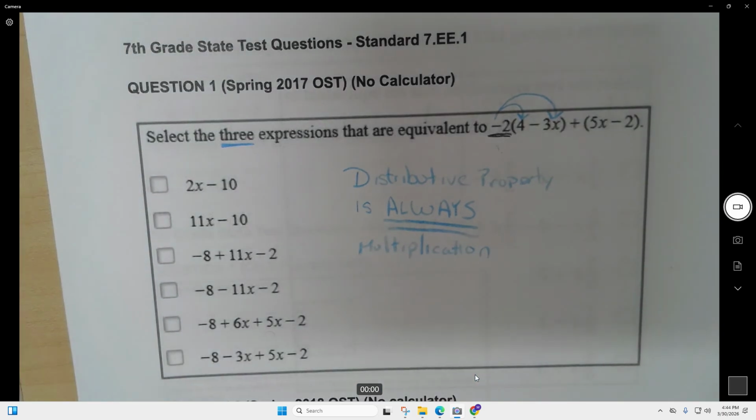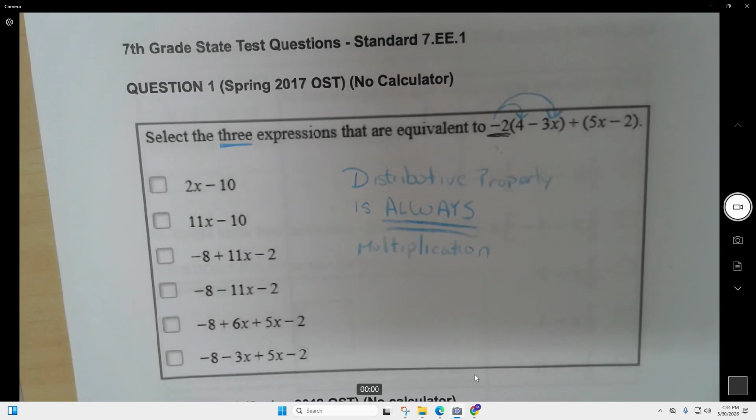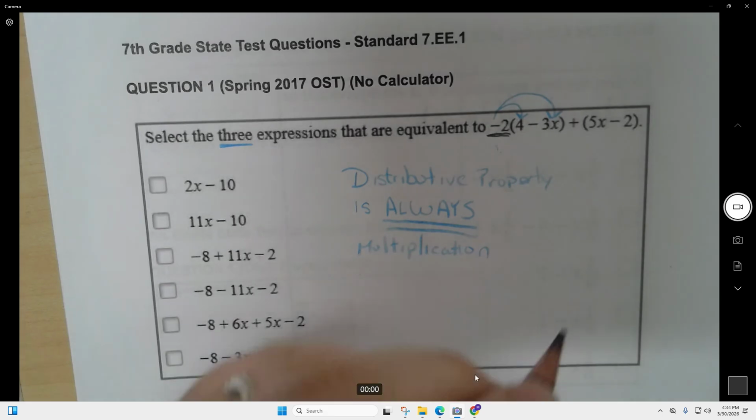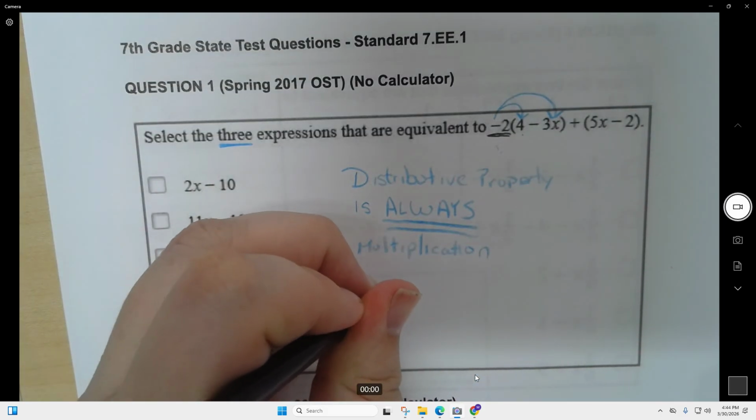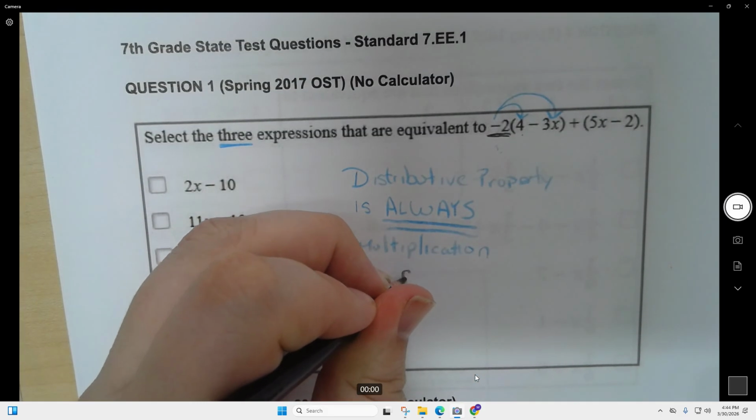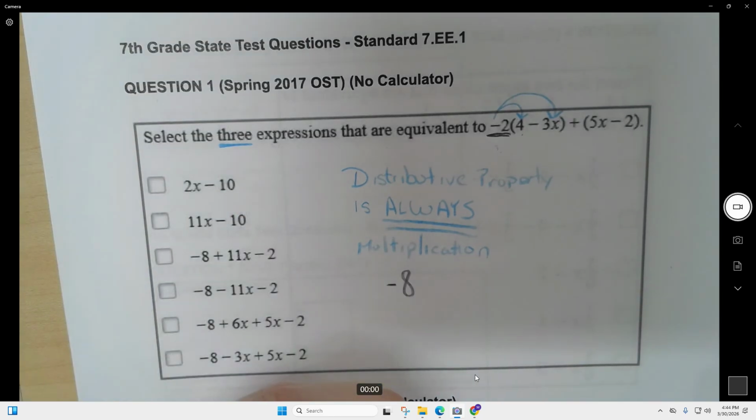So, typically you could go about simplifying this and doing it all in one step. However, especially in questions like this, I show all my work because odds are each of my steps will be one of the answers. So let's distribute first. -2 times 4. 2 times 4 is 8, and with 1 negative, it will be -8.